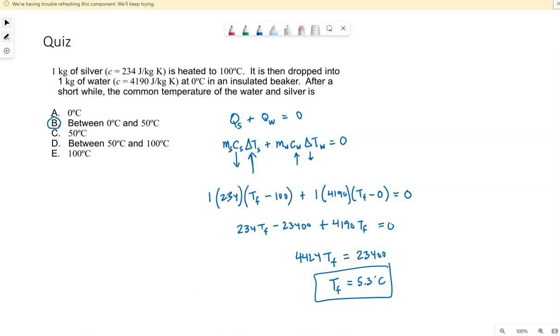But please make sure you're practicing reasoning through this type of stuff conceptually as well. So larger specific heat, it goes through a smaller change in temperature when we're dealing with the same mass and energy.